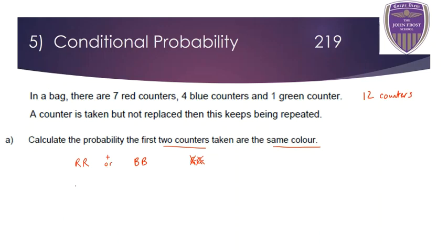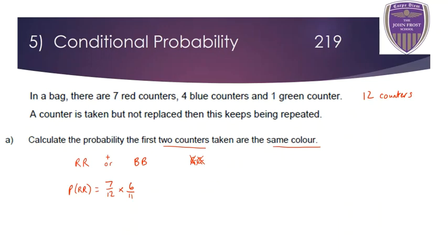So the probability then of getting 2 reds. Well, the probability of the first counter being red is 7 out of 12. Don't forget, the counter, once it's been picked out, has not been replaced. So once you've taken out 1 red, there's only 11 counters left for the second one. And when you pick out the second counter and it's red, there'll only be 6 reds in there.